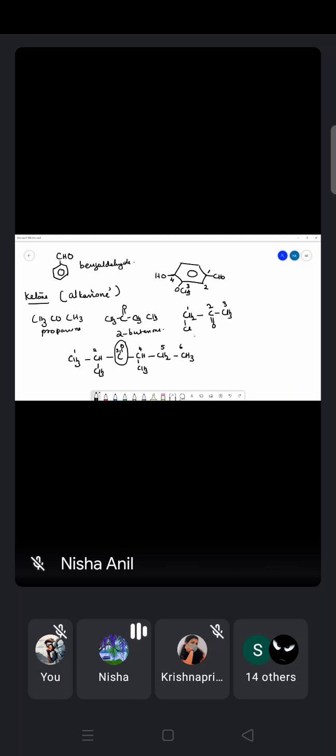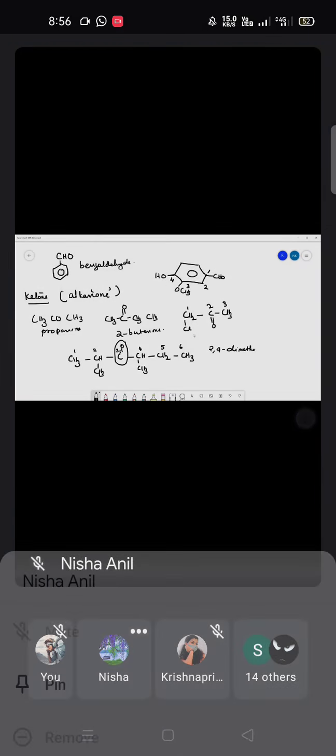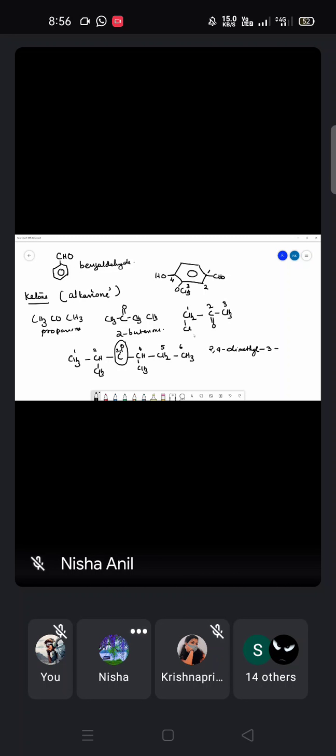And there are 2 substituents, 2 methyl groups. So we will name it as 2,4-dimethyl 3-hexanone. How many carbon atoms? 6. Hexanone. So this is the naming method of aliphatic ketones.